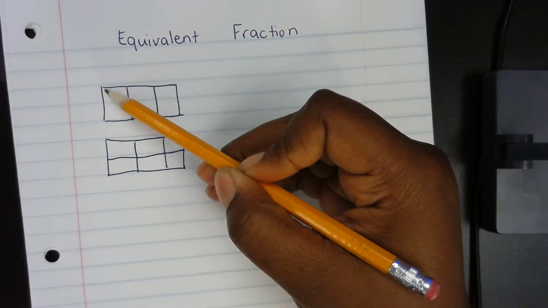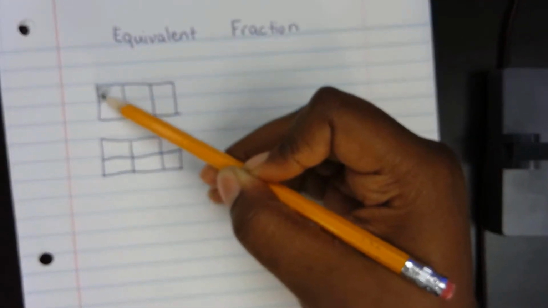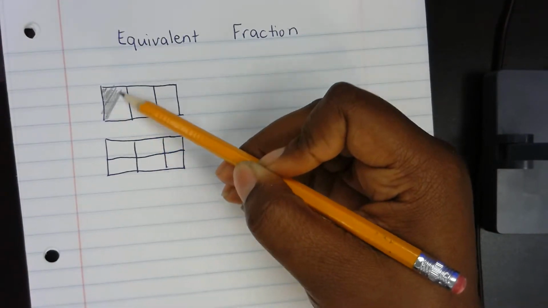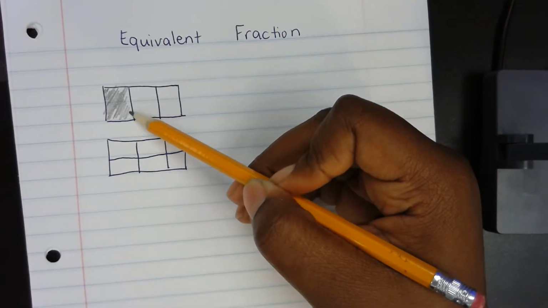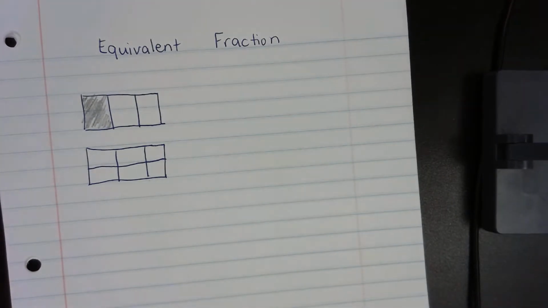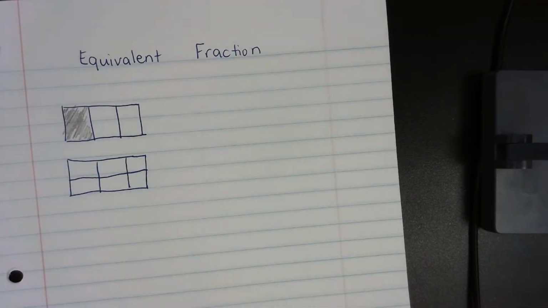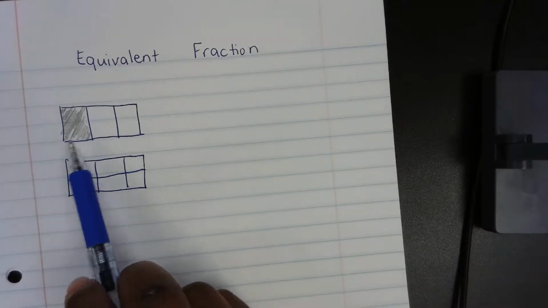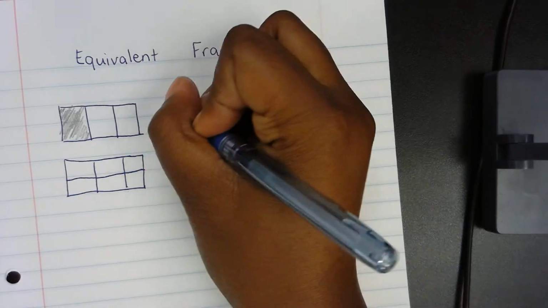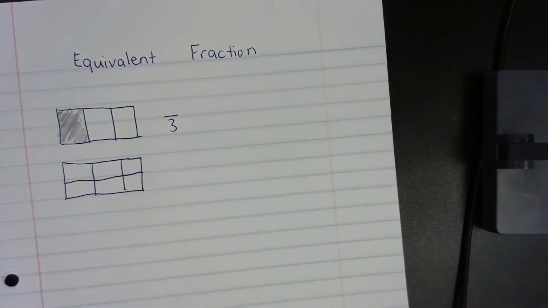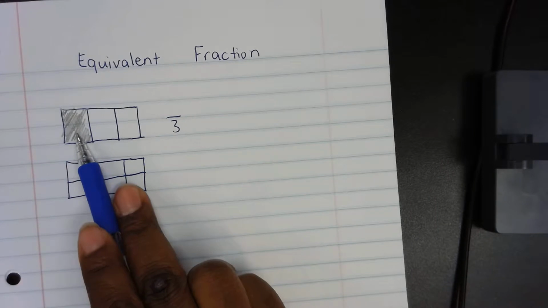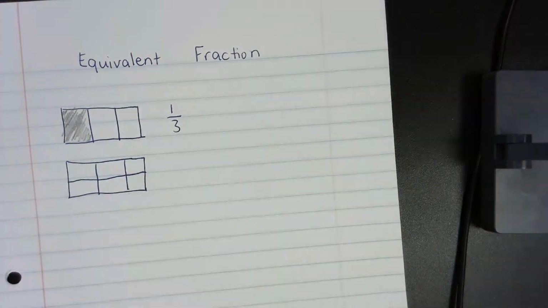For example, if I shade in just this bar on my first rectangle, and I wrote a fraction for it, what would the fraction for this bar be, Marley? 1/3. Good. Tell us why it's 1/3. Because there are 3 rectangles and you are only shading in 1. Very good. In total, there are 3 rectangles, which is our denominator. And I shaded 1, and that's what I'm focused on. So 1 out of 3. So that fraction is 1/3.